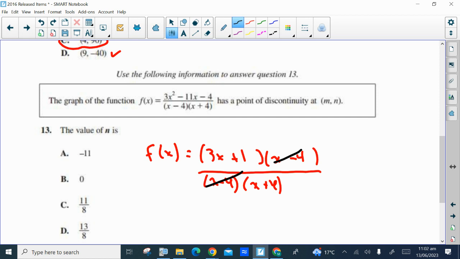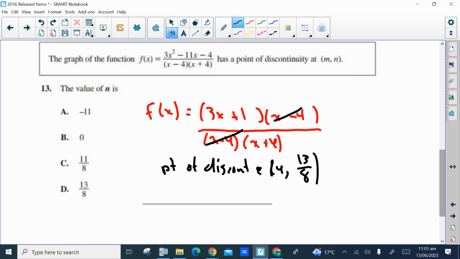Because the x minus 4 cancels, that tells us that we have a point of discontinuity at x equals 4. Because there's still a denominator of x plus 4, it tells us that the vertical asymptote would be at x equals negative 4. So to find out what the y value is, we let x equal 4 in the simplified expression. 3 times 4 is 12, plus 1 is 13 over 8. So D is the correct answer. That's the y value.